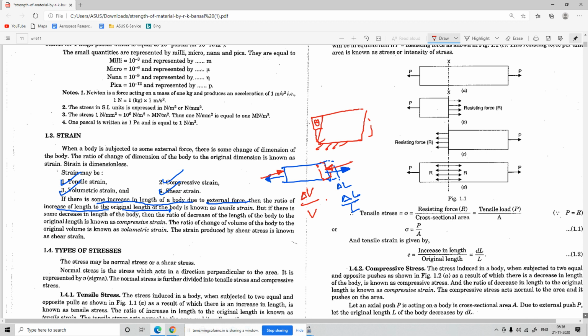So I hope you are noting down the points. Are you? Just let me know. Are you noting down the points? Yes, ma'am. Okay, that's good.